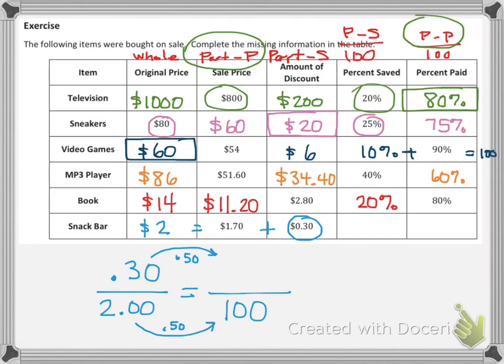30 cents times 50, 0.3 times 50 is equal to 15. 15 per 100 means 15%. Okay, now I used this 30 cents. That is a part that I save. So that's going to help me find the percent that I save. So 15% is going here. 15% is the percent saved. And then 85% will be the percent paid, because those two have to add up to be 100.